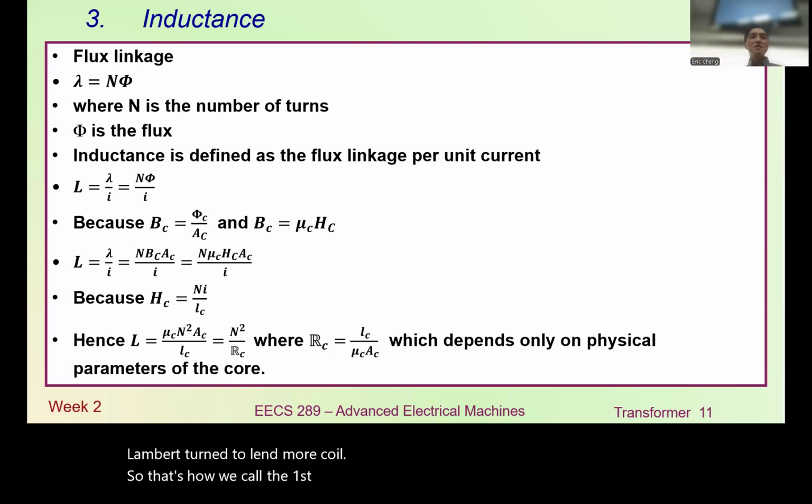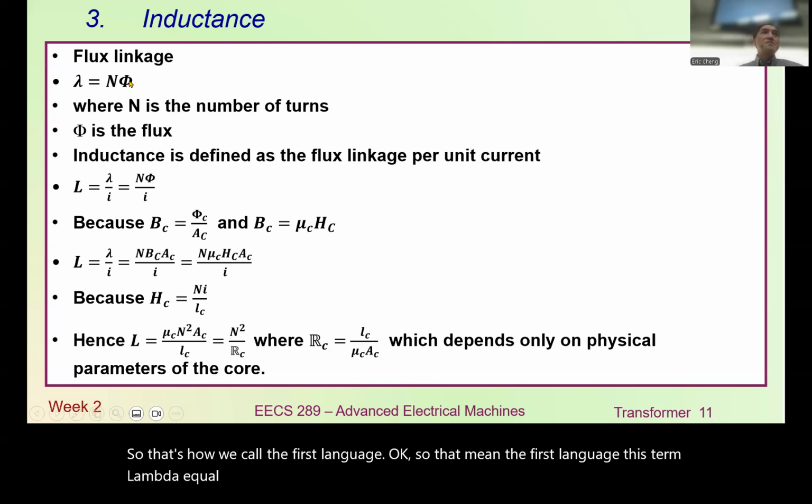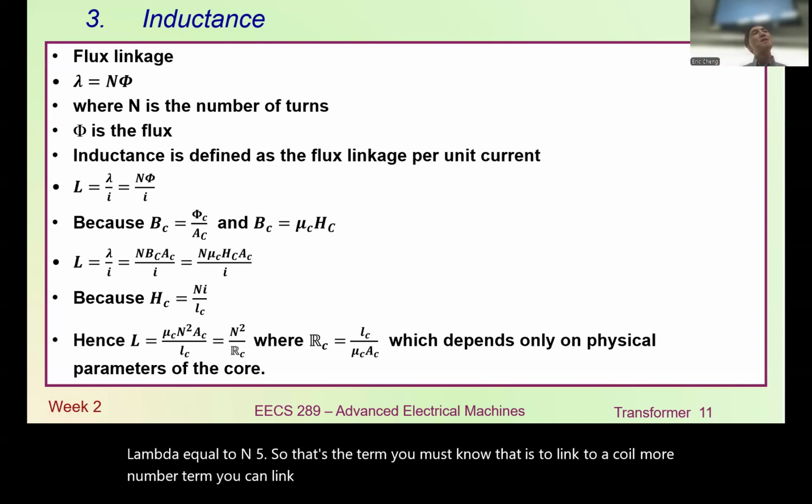Okay, so that means the flux linkage is the term lambda equal to N phi. So that's the term you must know, that is to link to the coil. With more number of turns, you can link more coil, to appear to have more MMF driving force.